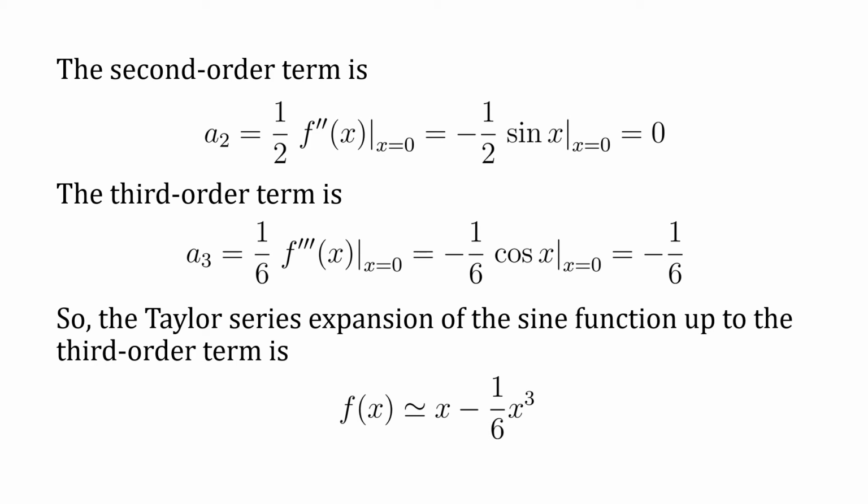The third order term is a3 is equal to 1 over 6 f3 dash of x at x equals 0, which is equal to negative 1 over 6 cosine x at x equals 0, which is equal to negative 1 over 6. So, the Taylor series expansion of the sine function up to the third order term is f of x is approximately equal to x minus 1 over 6 x cubed.